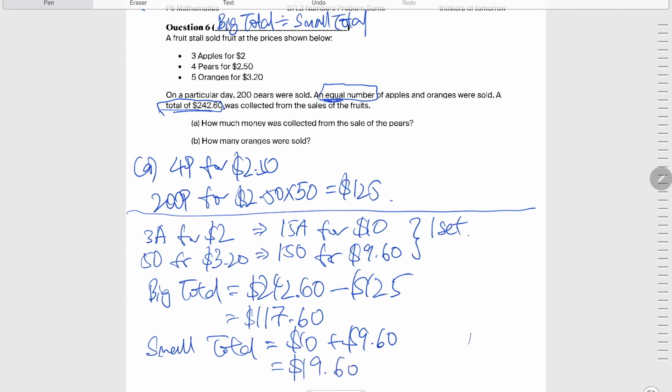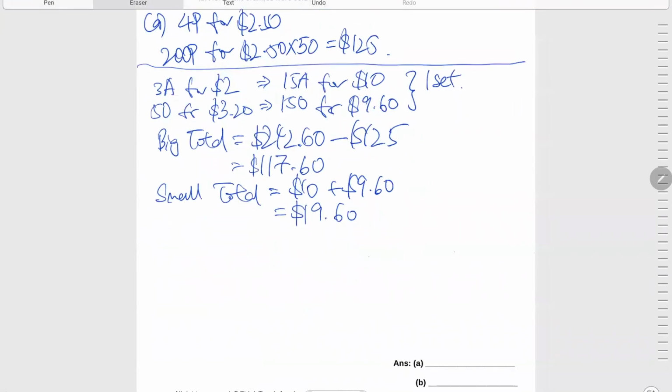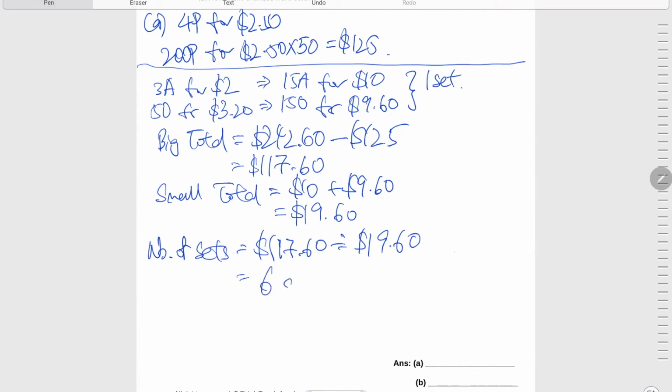$19.60. Okay, of course, when you have big total and you have small total, the next thing you want to find out is the number of sets. So I take the big total, 117.60, divided by the small total, 19.60, and we get 6 sets. Okay, that's not the final answer yet, because the question is asking for the number of oranges. Again, every one set you have 15 oranges and 15 apples. So 6 sets means number of oranges equals 6 times 15, 90 oranges. Easy.